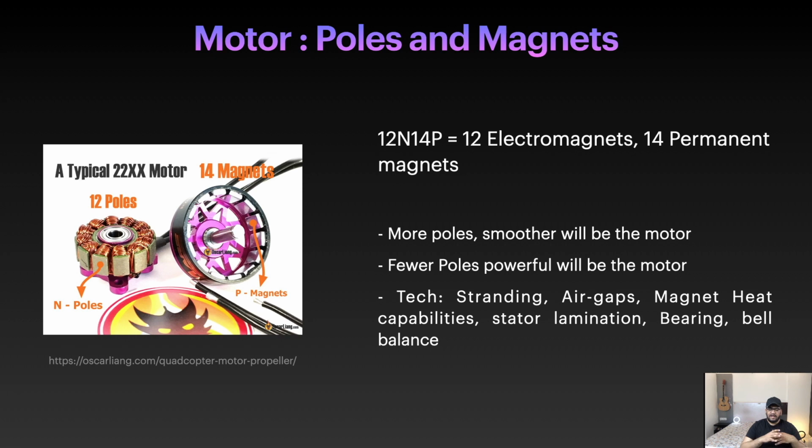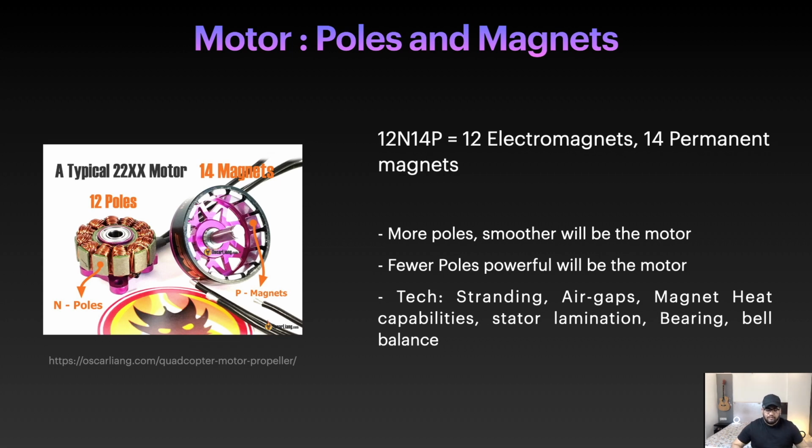Generally speaking, in FPV drone racing, 12 poles or 14 poles are the common numbers you will find on the stator. Sometimes you can also look into the specifications of the motor manufacturer, and you will find 12N14P. What it means is it has 12 electromagnets and 14 permanent magnets. Electromagnets are nothing but the coils on the stator, and permanent magnets are nothing but these magnets on the rotor. Again, the more poles you have, the smoother the motor will be. The fewer poles you have, the more powerful the motor will be.